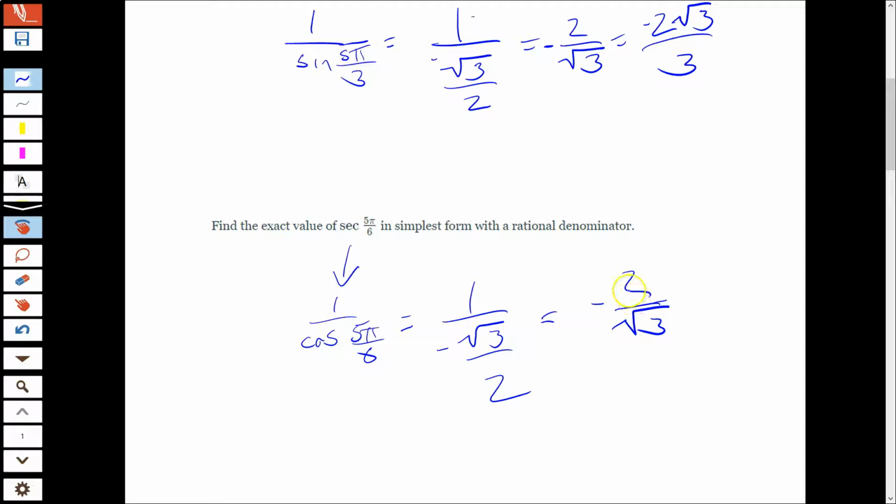Notice it's looking very familiar because it's also a multiple of 30 degrees. And then you get negative 2 root 3 over 3 again. Okay, so make sure you rationalize. That's all there is to it. So we're just practicing looking these up on our reference. Let's talk about tangent, and then we'll talk about some no solutions, undefined problems.